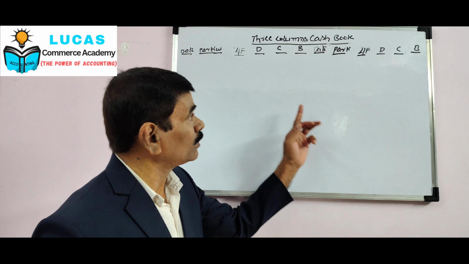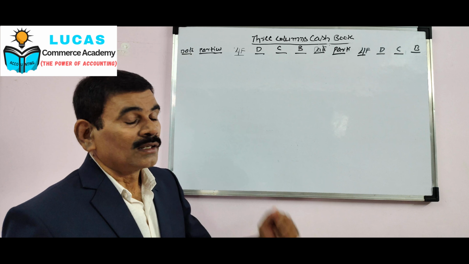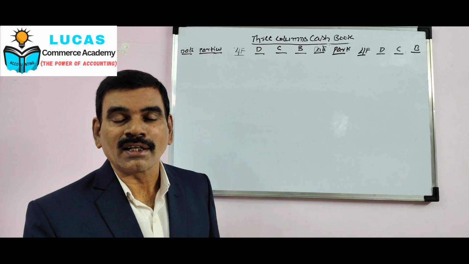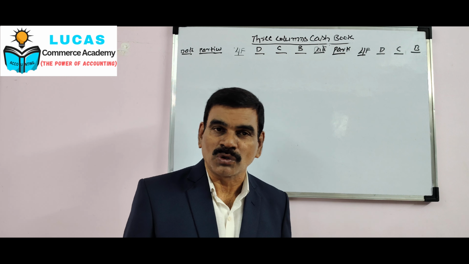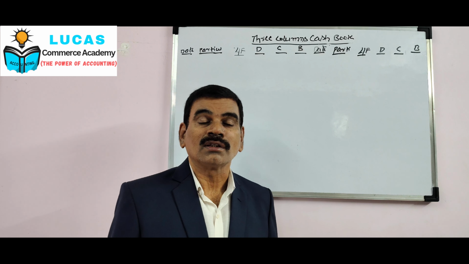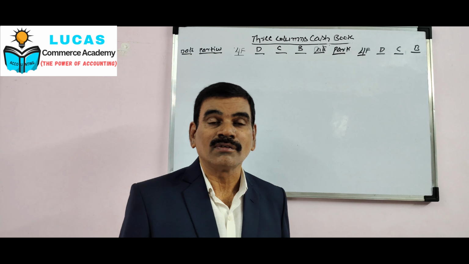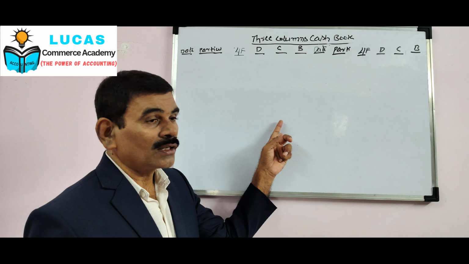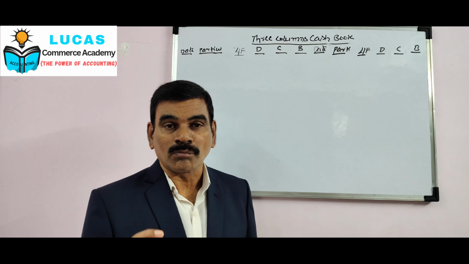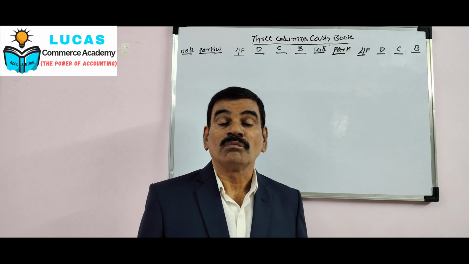Okay, then come to three columns cash book, which is very important. The cash book which contains three columns is known as three columns cash book. Here the three columns are discount column, cash column, bank column, both on the debit and credit side. Here also discount allowed is entered on the debit side, discount received is entered on the credit side. Discount and cash are the two columns we have already seen in two columns cash book, hence we have some idea on discount and cash column. Then the new column is bank column.